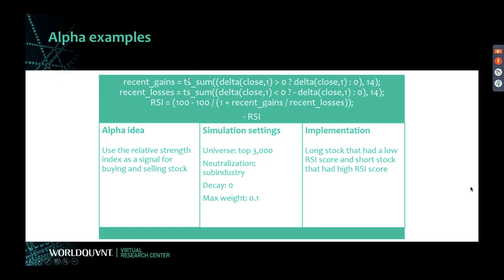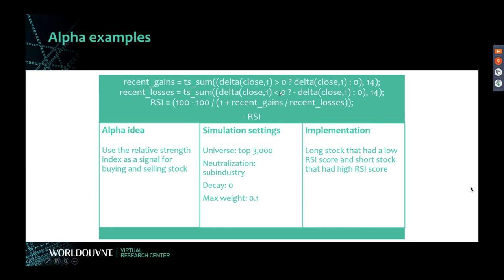We calculate the recent gains. So we use ts_sum with a conditional operator. If the closing price goes up, I want to sum this delta in close over the past 14 days. If it didn't go up, then I just replace the delta close with 0. For the recent losses, I do the same, but if the closing price went down, I take minus delta close, right? Because it went down it will be negative, and I want the recent losses to be positive.